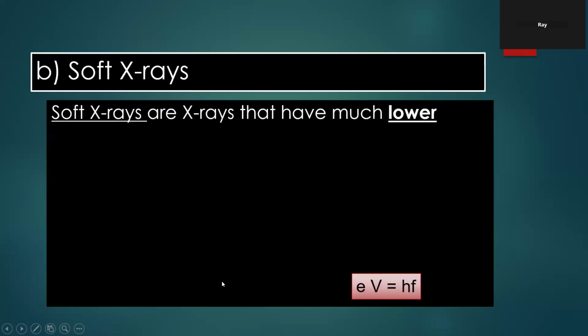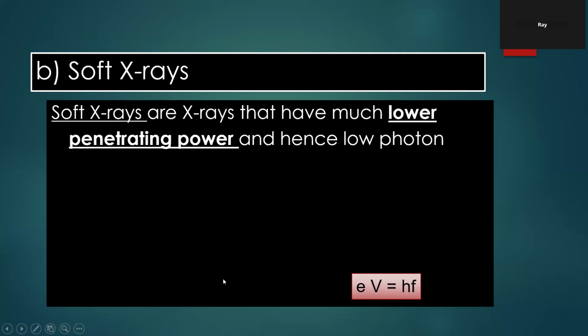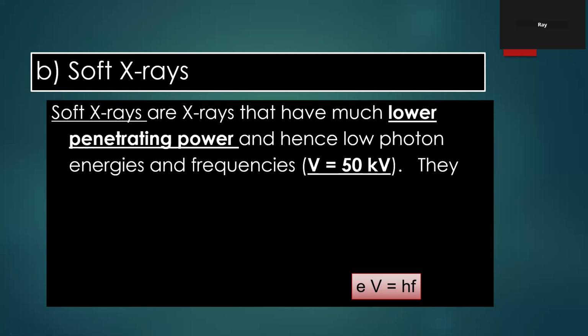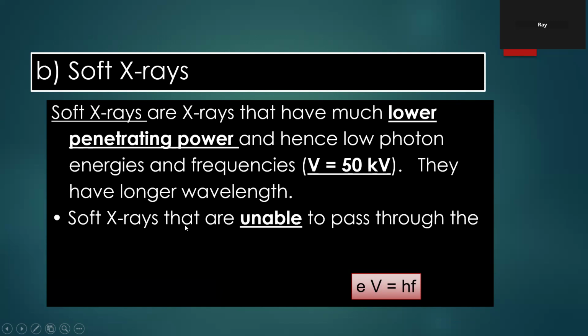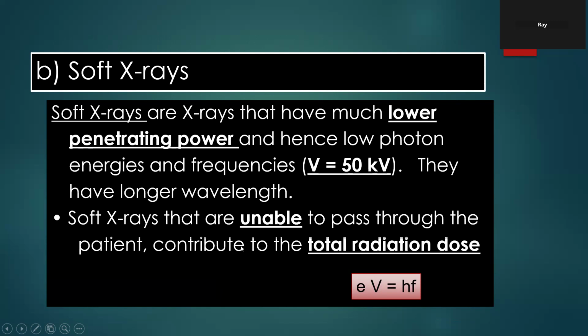Soft X-rays are X-rays that have much lower penetrating power and hence lower photon energy and frequency. Right? So the accelerating potential is 50 kilovolts. They have longer wavelength. Less energy, longer wavelength. Soft X-rays that are unable to pass through the patient contribute to total radiation dose without any useful purpose.